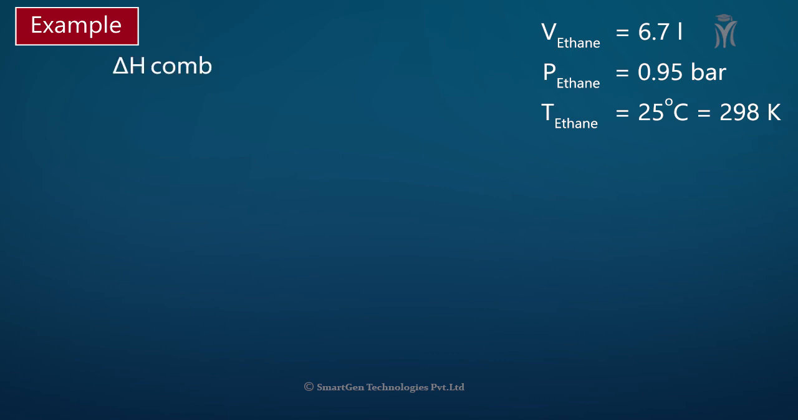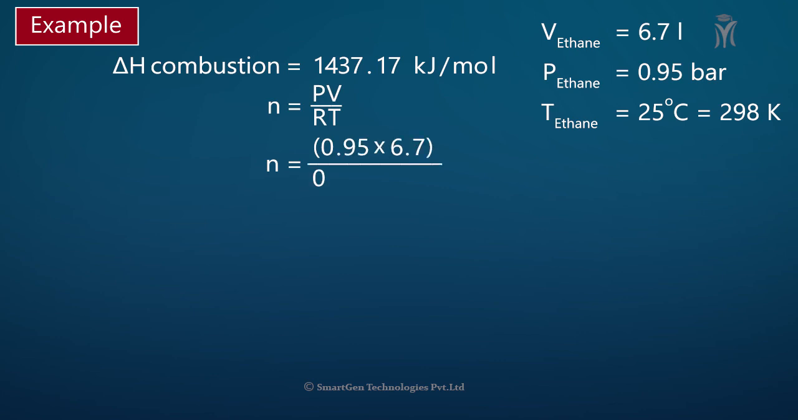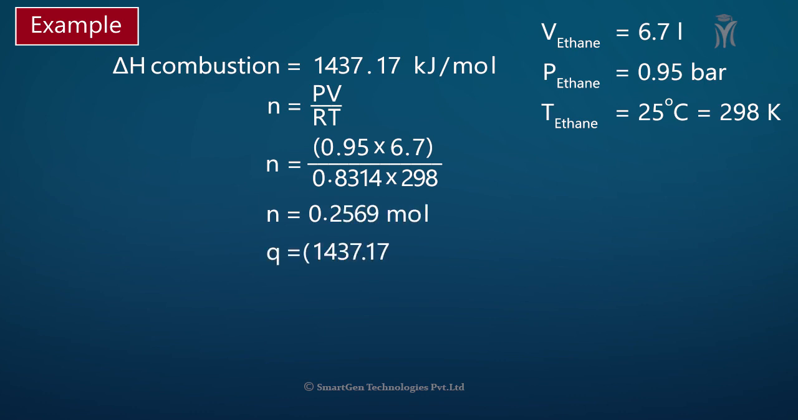Change in heat of combustion is 1437.17 kilojoules per mole. As we know, n is equal to PV upon RT. Substituting and on evaluation, n is equal to 0.2569 mole. Thus, Q is equal to 369.21 kilojoules.